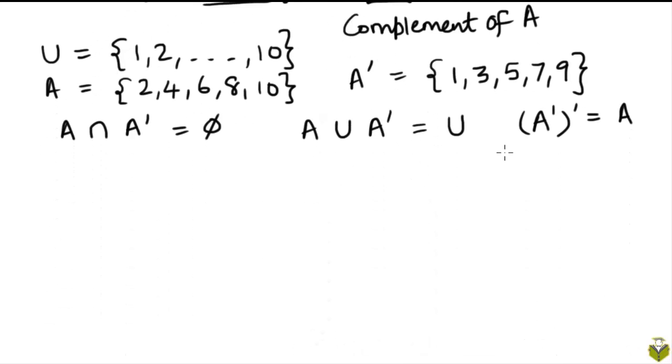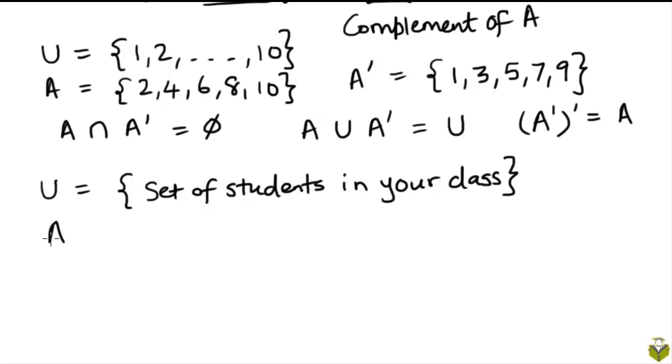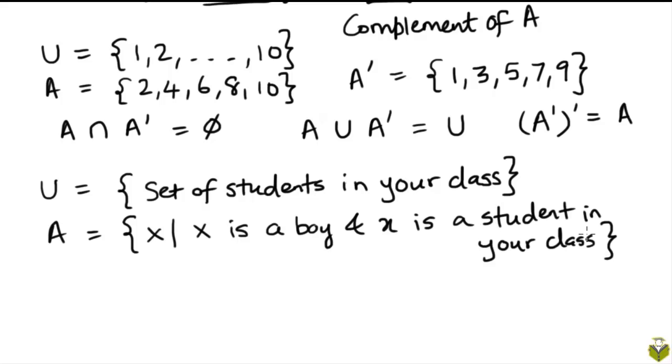Let's take a couple of more examples. Suppose U is the set of students in your class, and suppose A is the set of all students X such that X is a boy and X is a student in your class. I should probably remove these curly brackets here. U is the set of students in your class. A is the set of all X such that X is a student in your class and X is a boy. So A complement would be the set of girls in your class.